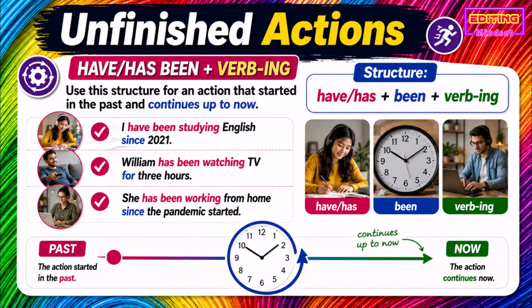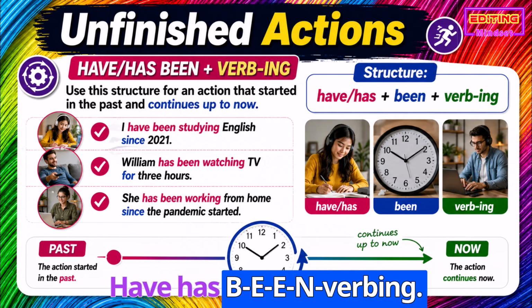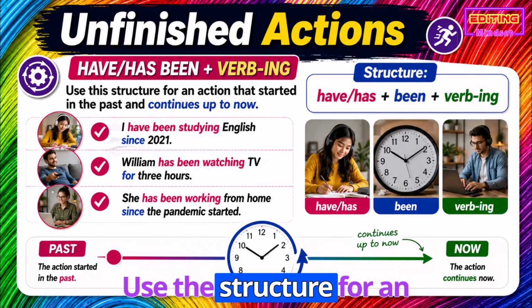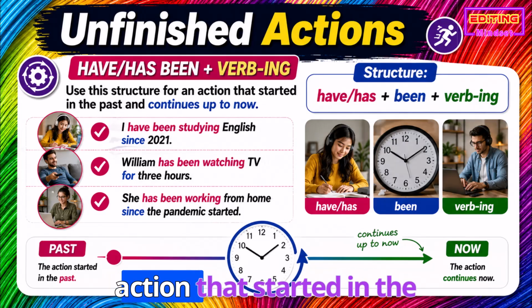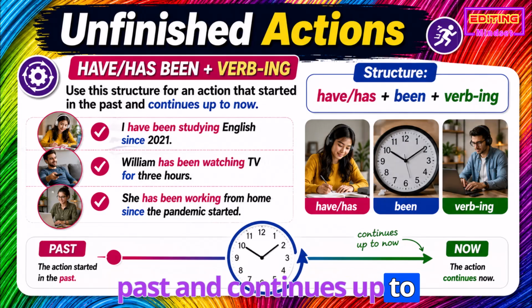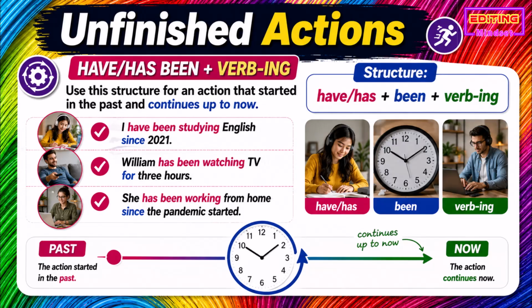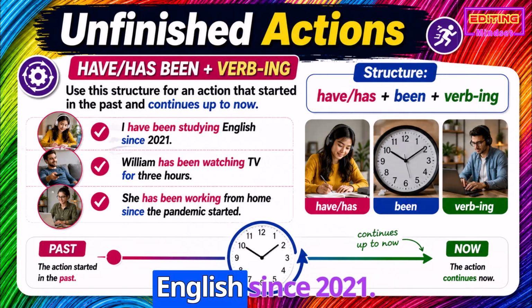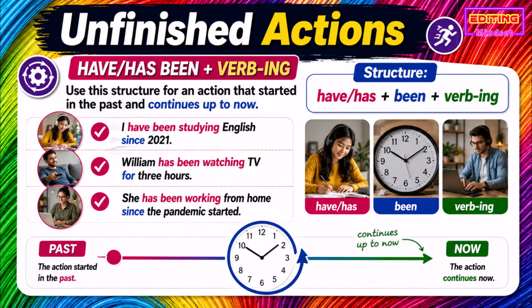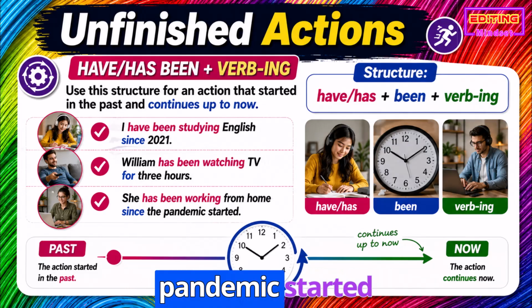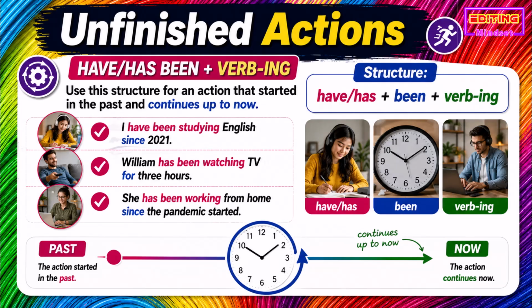Unfinished actions. Have/has been verb-ing. Use this structure for an action that started in the past and continues up to now. I have been studying English since 2021. William has been watching TV for 3 hours. She has been working from home since the pandemic started. Structure: have/has been verb-ing.